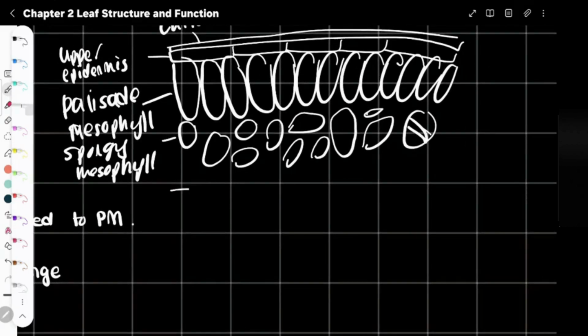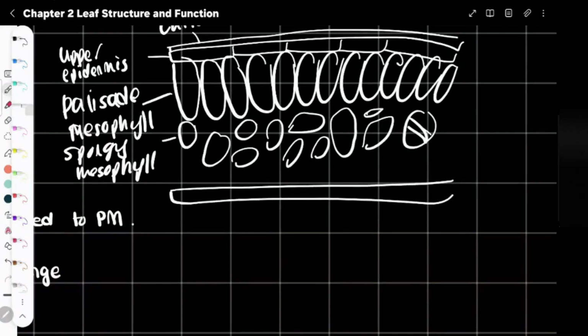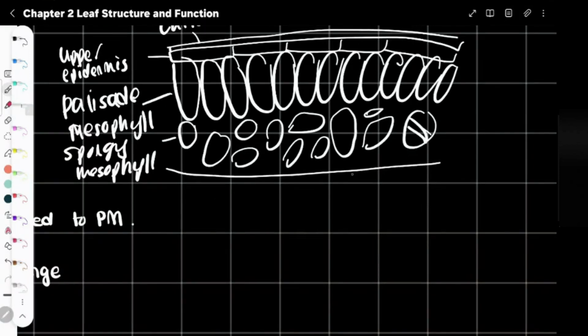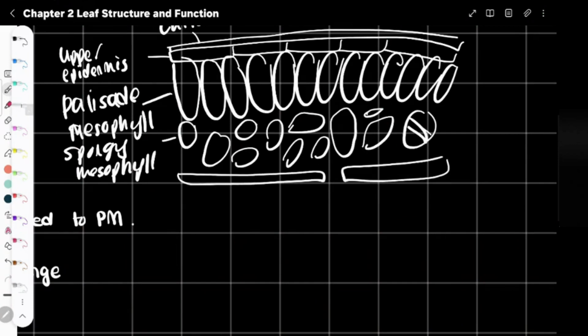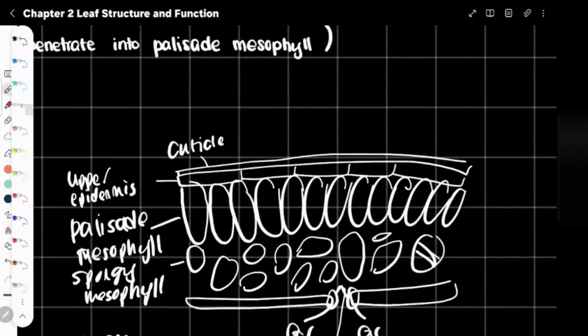Now the bottom part will be the lower epidermis. And this part here, the opening, these are the guard cells. And the opening here is the stoma. And then think photosynthesis. So what is the adaptability? First of all, the cuticle is waterproof.